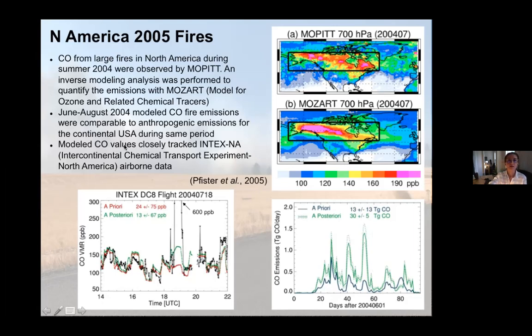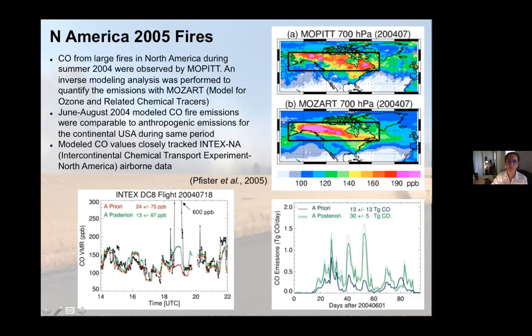She calculated, I think it was 30 teragrams emitted during these fires. Anyway, she calculated the size of the emissions, and then she said the amount of CO emitted from this fire is equal to the CO emitted by the whole United States by anthropogenic emissions during the same period of time.